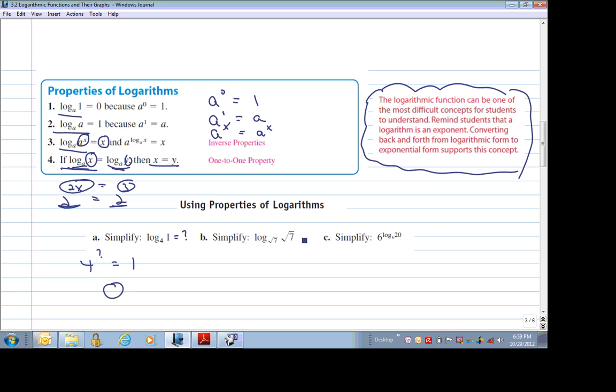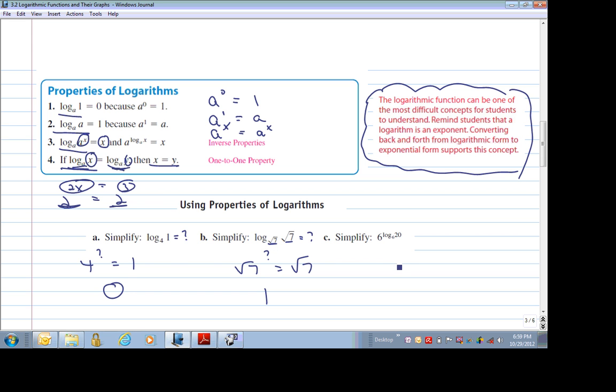All right, for this one, again, we're going to pretend like it's equal to something. A lot of people use x. I'm a little leery about using x as what I'm imagining in my mind. I'm just going to use a question mark. So here I would have the square root of 7 to some power equals the square root of 7. Well, that would have to be 1. So anytime the base and the number in the log are the same, then it's going to be 1.